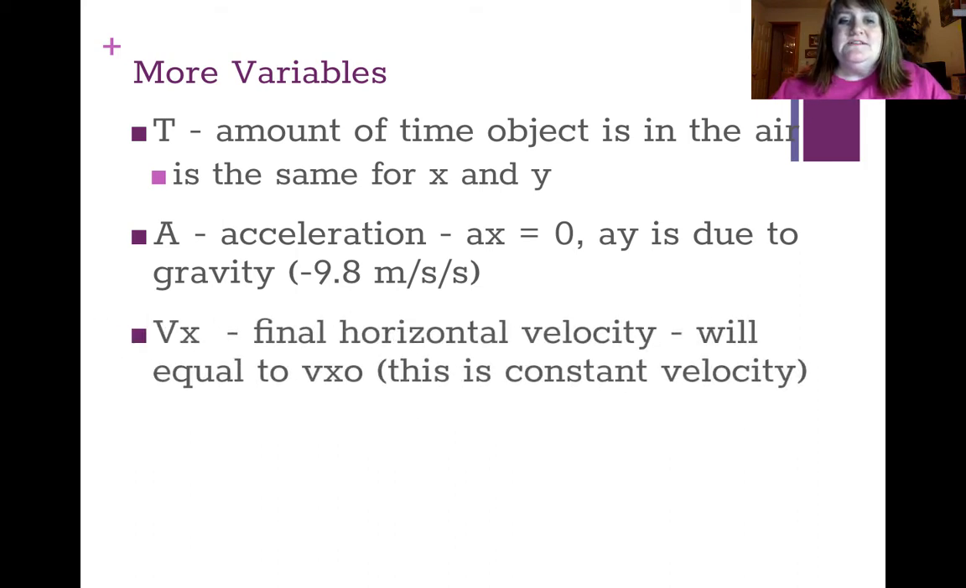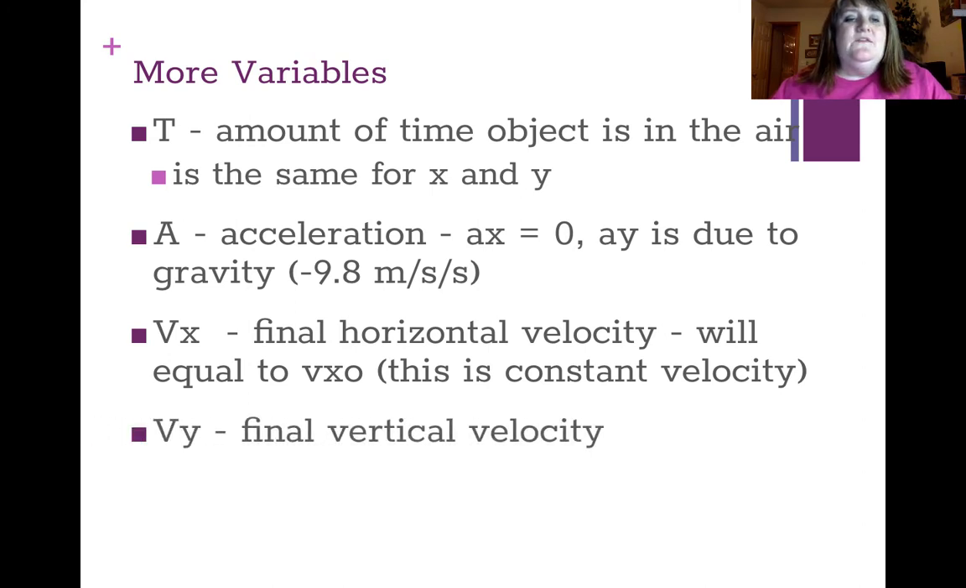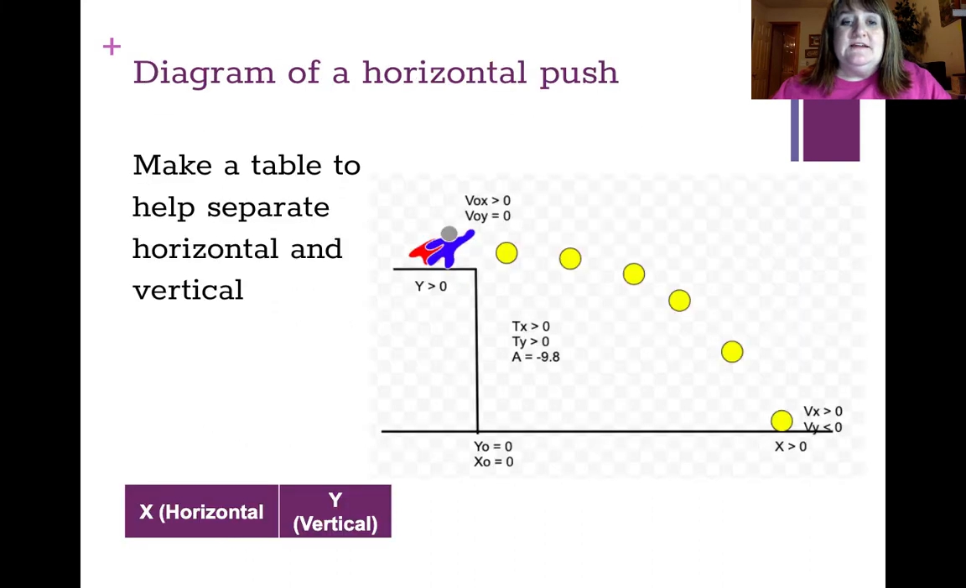Vx is the final horizontal velocity, and it will be equal to the v naught x. This is also because of constant velocity. Vy is the final vertical velocity.